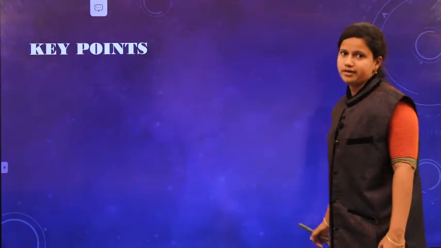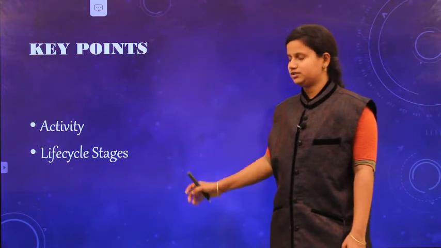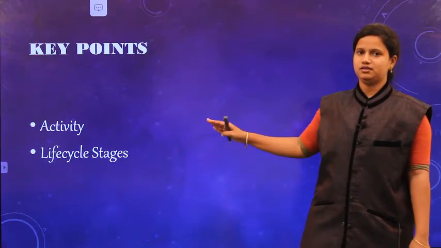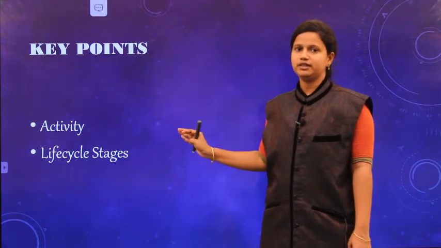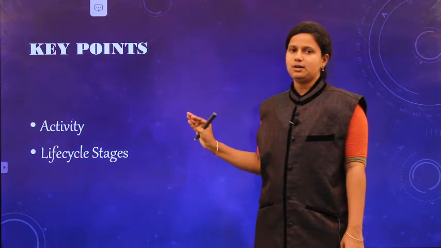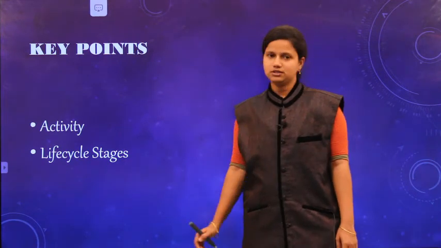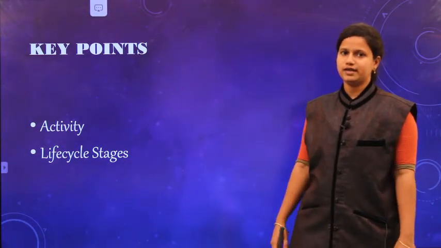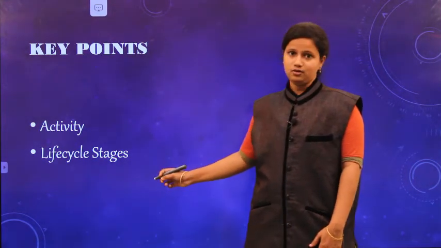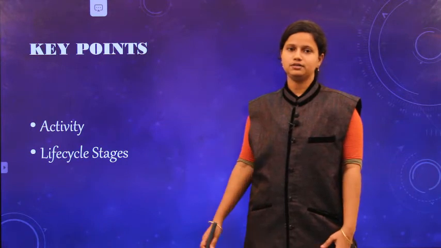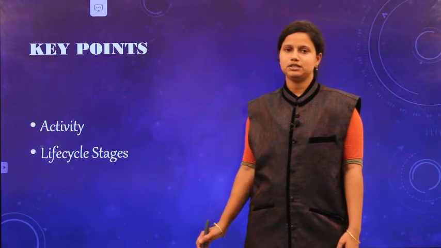So what are the key points in this session? Activities, life cycle, stages. An activity is nothing but a window which contains the user interface design. Each and every application consists of more than one activity. And there exist seven different life cycle stages: onCreate, onStart, onResume, onPause, onStop, onDestroy, onRestart. So these are the seven different life cycle stages.